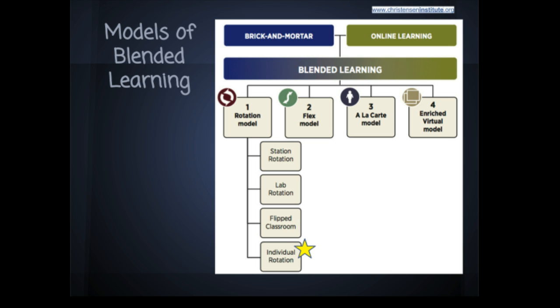And then last, under rotation, we have the individual rotation. This is where students rotate on an individually customized fixed schedule among learning modalities, at least one of which is online learning. An algorithm or teacher sets individual student schedules. The individual rotation model differs from the other rotation models because students do not necessarily rotate to each available station or modality. And we don't see this very often in classrooms.